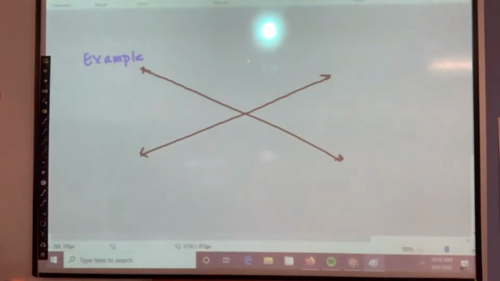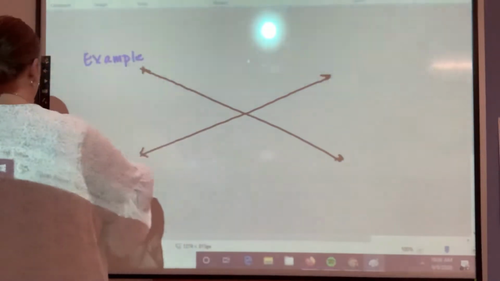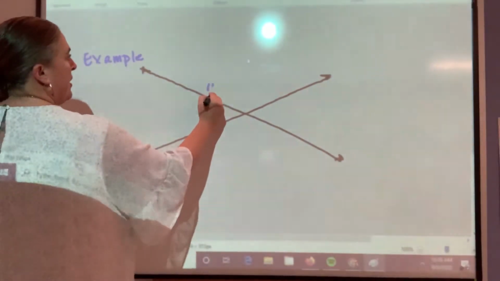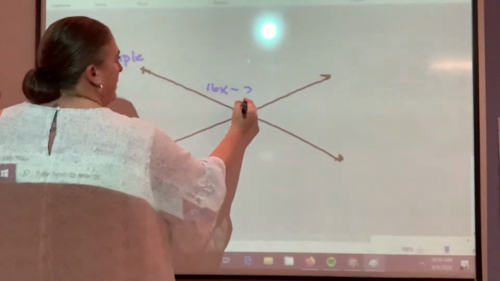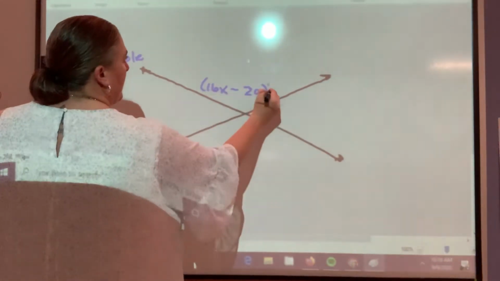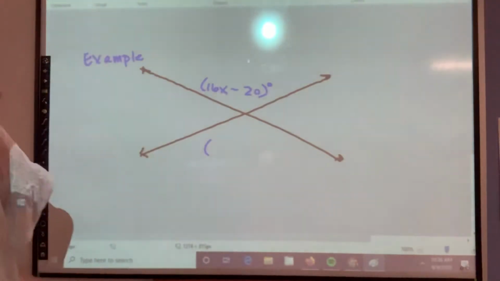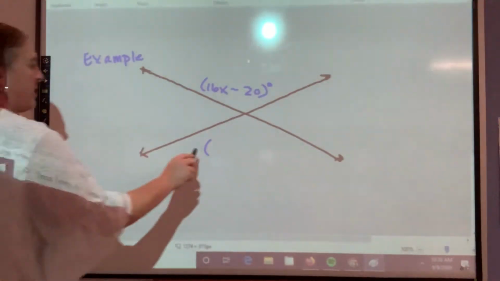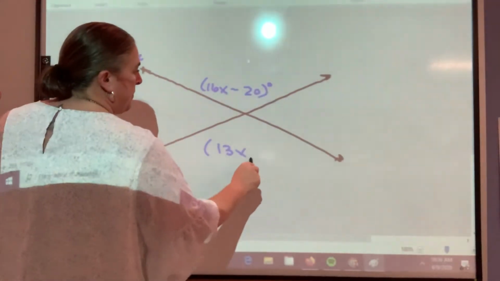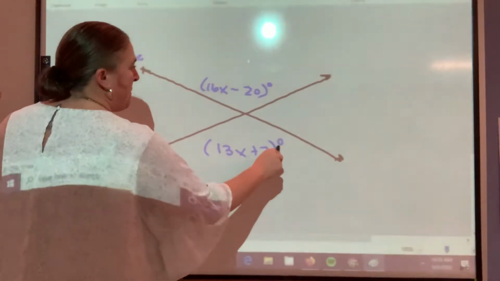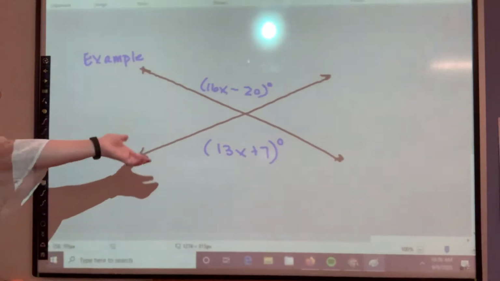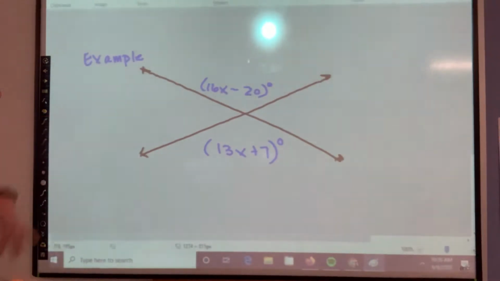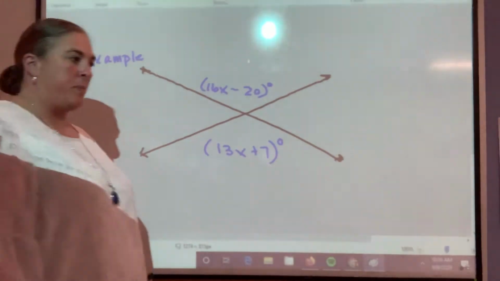So now the problem is going to tell you that this angle is 16x minus 20 degrees, and this one down here is 13x plus 7. So now, anybody want to explain how to solve for x and figure out what these angles are based on the terminology that I just gave you a minute ago?